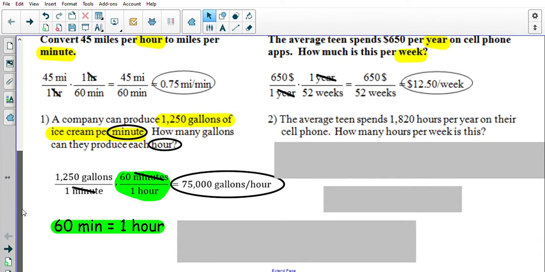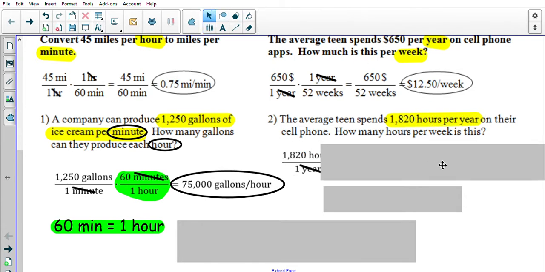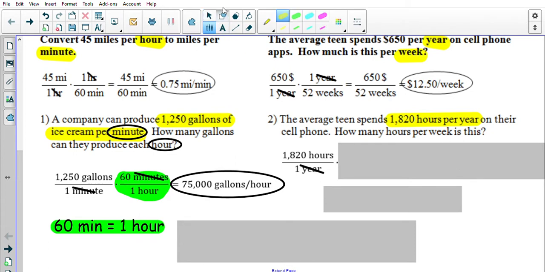Number 2, the average teen spends 1,820 hours per year on their cell phone. How many hours per week is this? And I just randomly made this up, so don't go with this. We've got 1,820 hours per year that we're going to start with as our first fraction. And we know that we want to convert, go ahead and circle this, our years to weeks. So the conversion factor is the same as in example 2 up above.